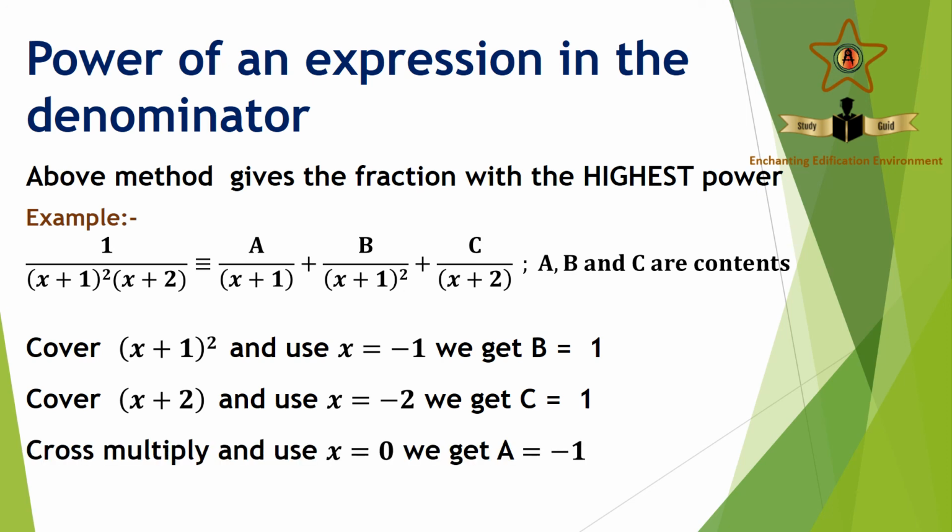Now we can cross multiply as usual in the conventional method. Then we can apply x = 0, where we get an equation in a, b and c. When we solve that equation, we get a = -1. Now it is your turn to verify this answer. Make sure when you create partial fractions, add those fractions and see whether we get the original expression.